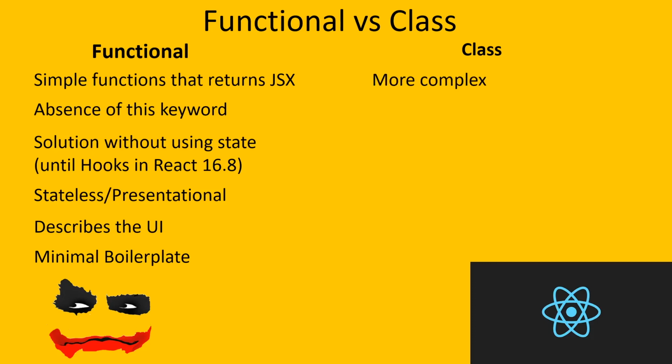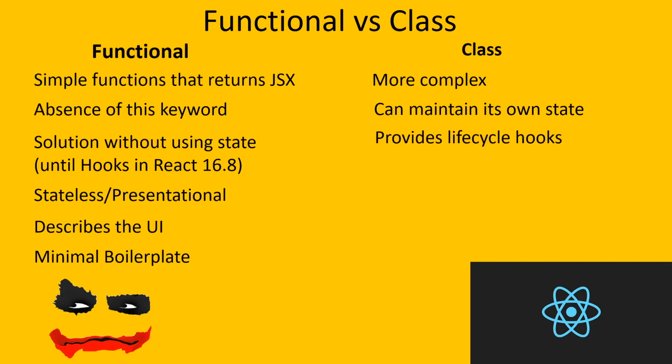In case of class components, they are more complex. You need to write more code. They can maintain their own state. They provide lifecycle hooks. So for example, when the component initializes, we can use a lifecycle, or when it is destroyed, or when something changes, when a prop changes. I will make a video about lifecycles in the future. We can use them as containers. They're stateful, and there is more code to write.